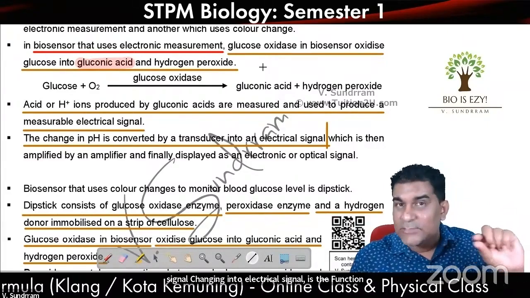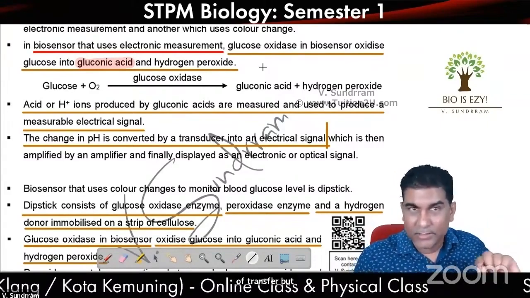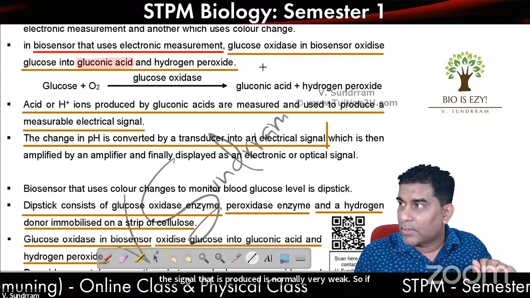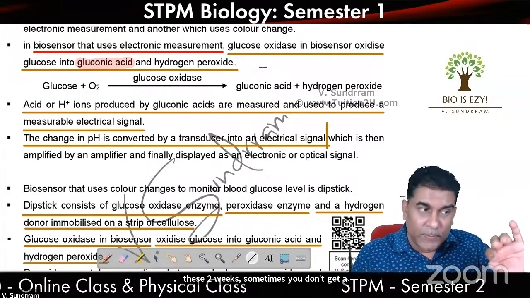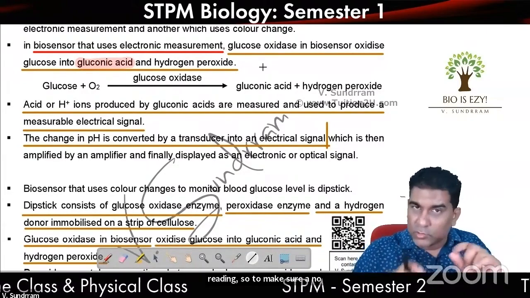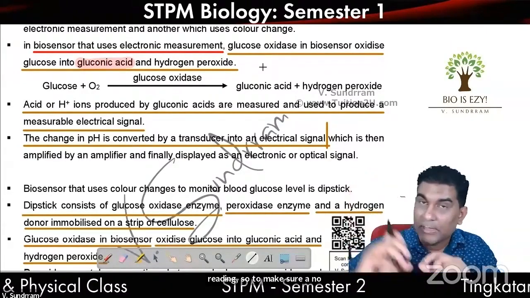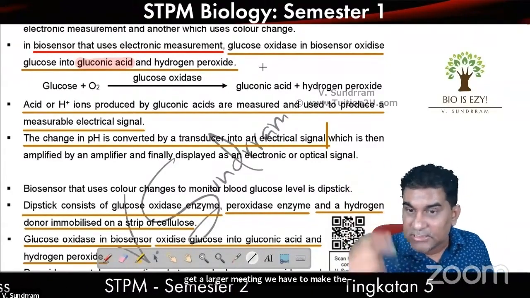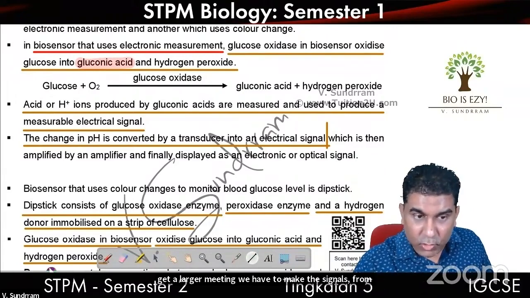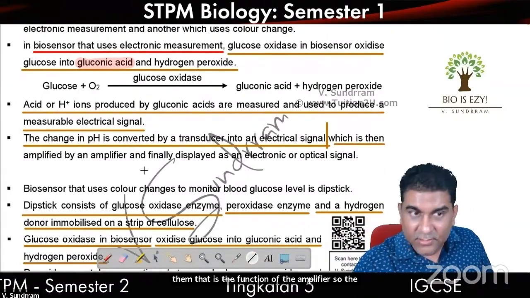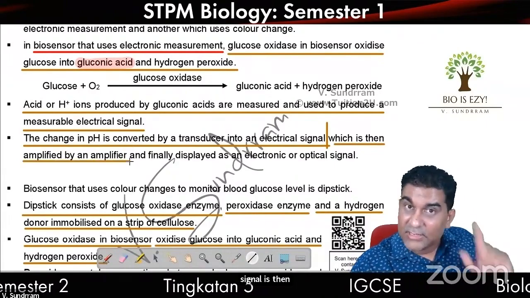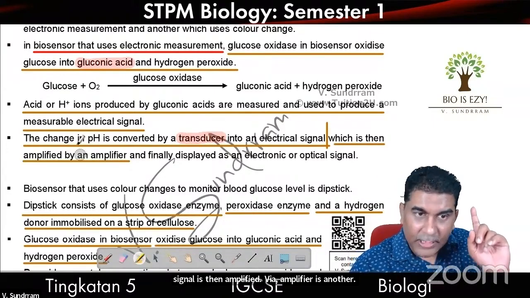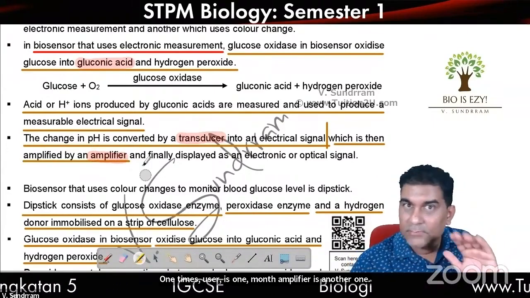But the signal that is produced is normally very weak. If it's too weak, sometimes you don't get a significant reading. So to make sure that a small change also gives a larger reading, we have to make the signal stronger. That is the function of the amplifier. So the signal is then amplified by an amplifier, which is another 1 mark. Transducer is 1 mark. Amplifier is another 1 mark.